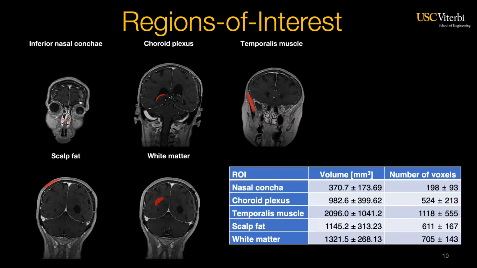Due to the high resolution of the DCE MRI protocol, the volumes for most ROIs span several hundreds of voxels, as you can see in this table.